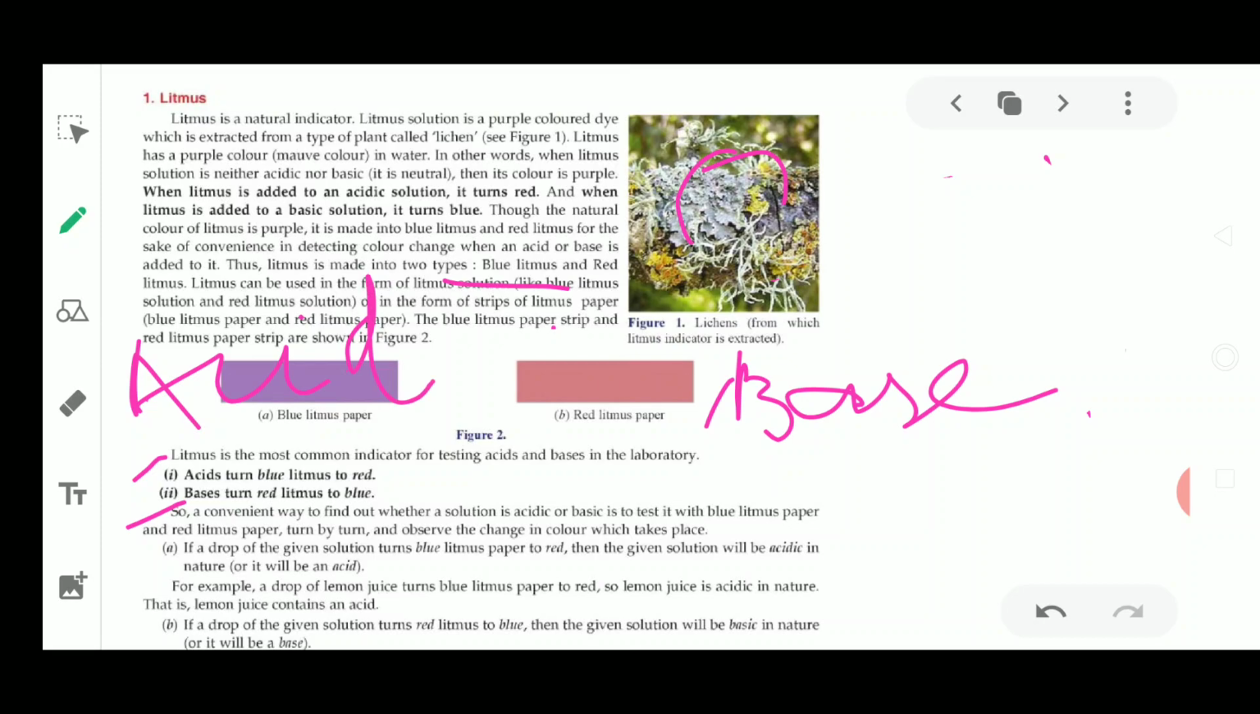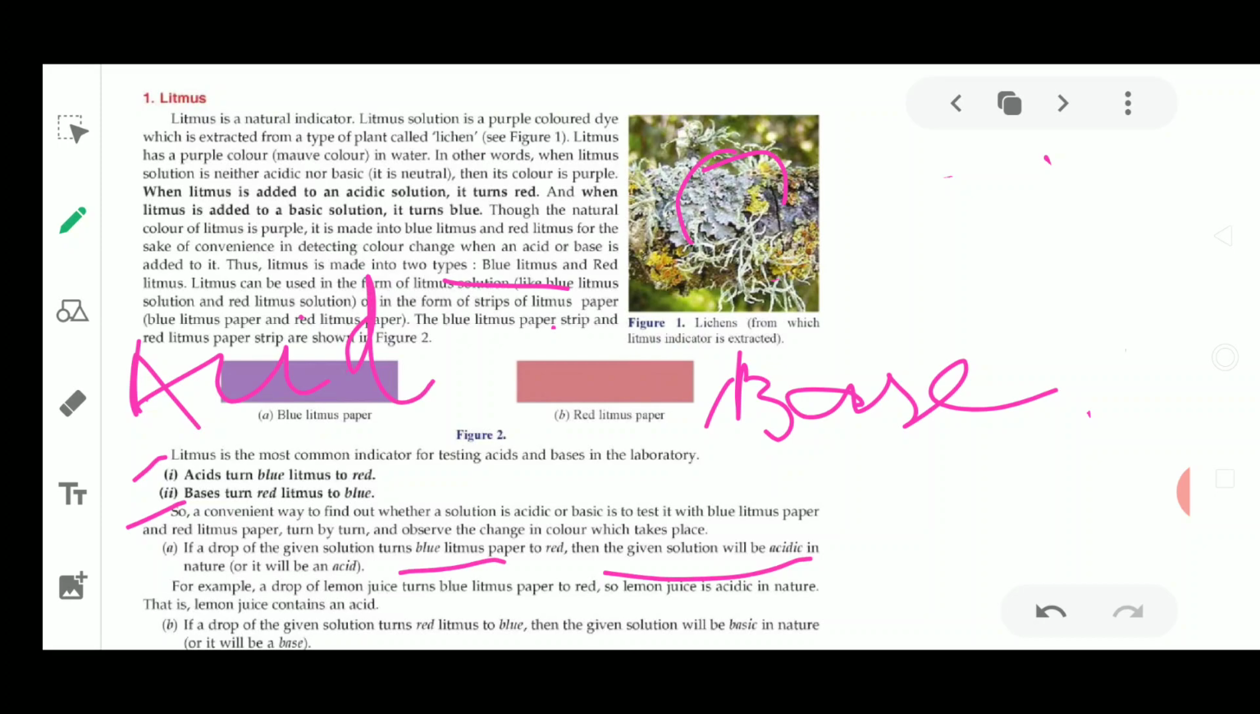Okay, so a convenient way to find out whether a solution is acidic or basic is to test it with blue litmus paper or red litmus paper. Turn by turn we are observing the changes, and if a drop of the given solution turns blue litmus to red, the given solution will be acidic.